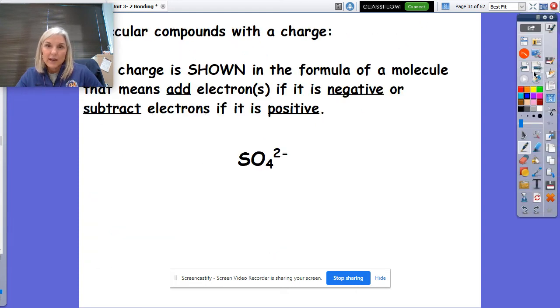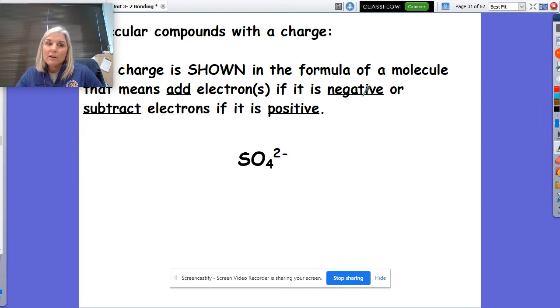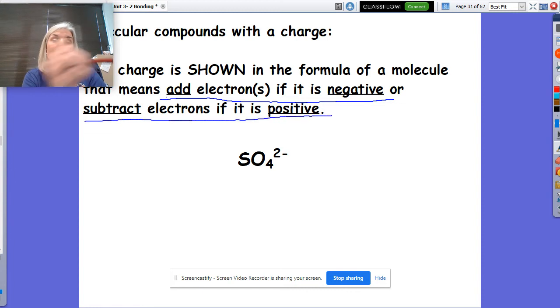So let's look at when you have a polyatomic ion. Remember, some polyatomic ions are positive and some are negative. And actually, we only had 1 positive. But you might want to pause the video and write down that when you add electrons, you're going to add electrons if you have a negative ion. You're going to subtract electrons if you have a positive.